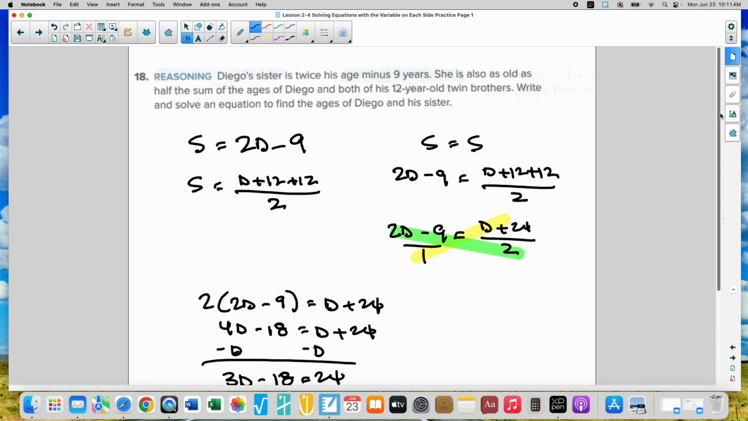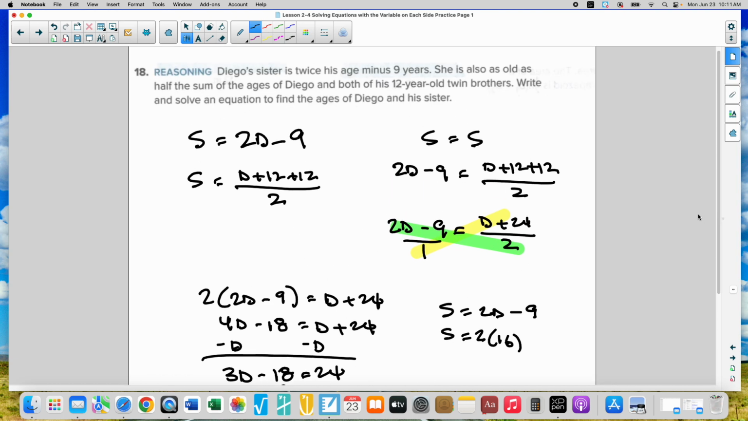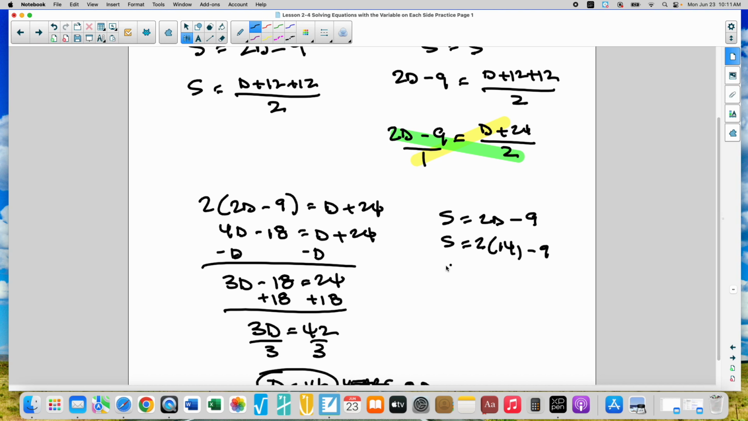So Diego is 14. So I'll find the ages of Diego and his sister, and then we can use either one. I think it's easier to just use this. So the sister is 2d minus 9. So twice Diego's age, 14 years old, is 28, minus 9. So his sister is going to be 18 years old.